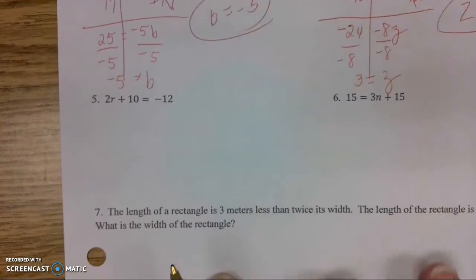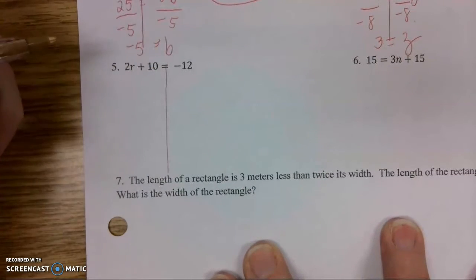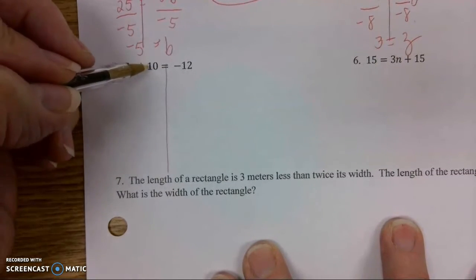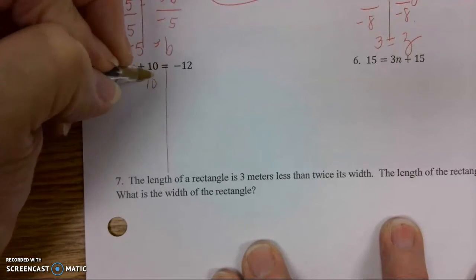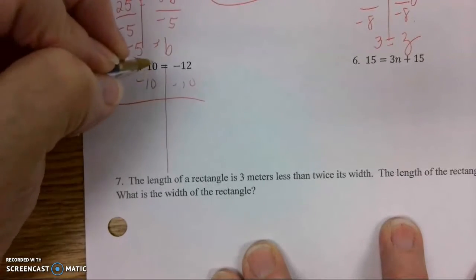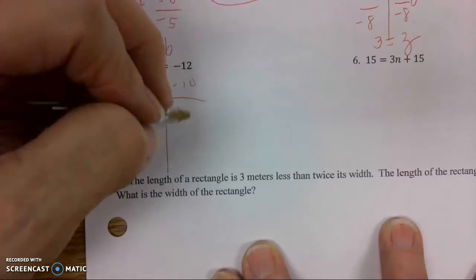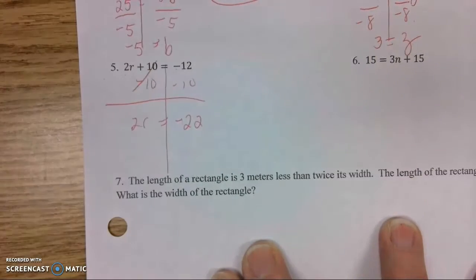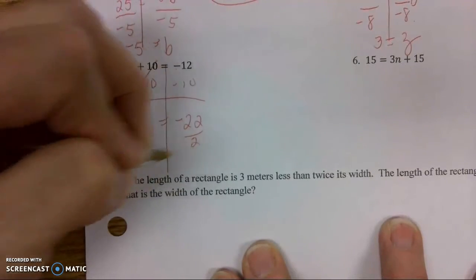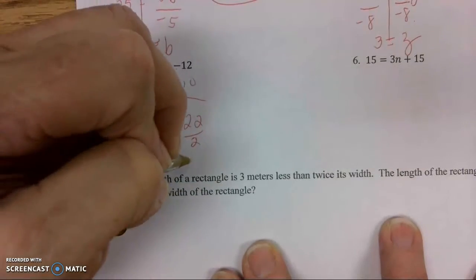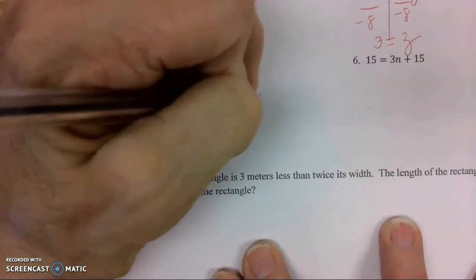Okay, let's look at number 5. Draw my line. I'm multiplying and adding, so I'm going to subtract and divide. Subtract 10 from both sides. Leaves me with 2r. Negative 12 minus 10 is negative 22. Watch your signs. Divide both sides by 2. r is equal to negative 11.